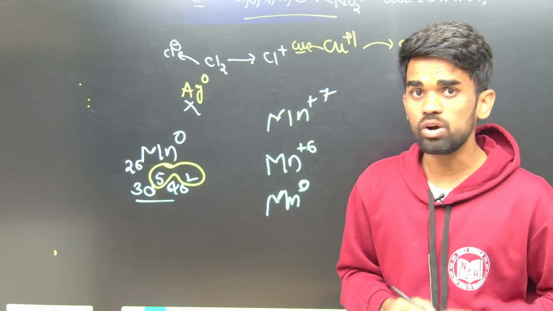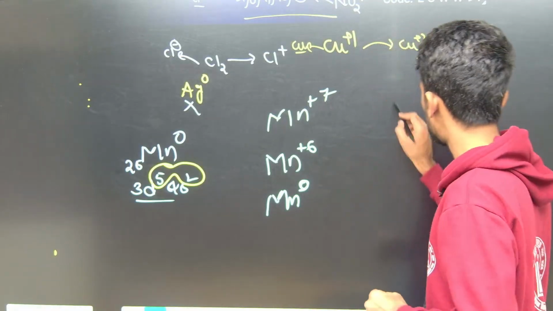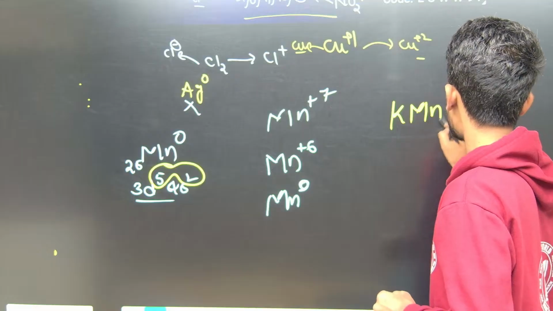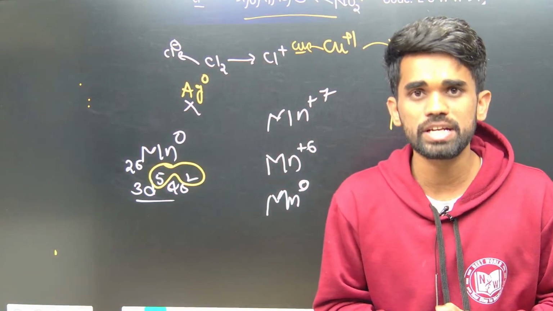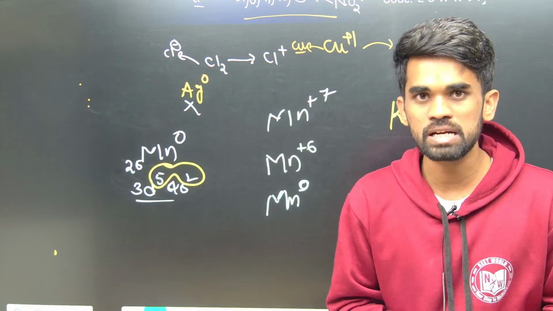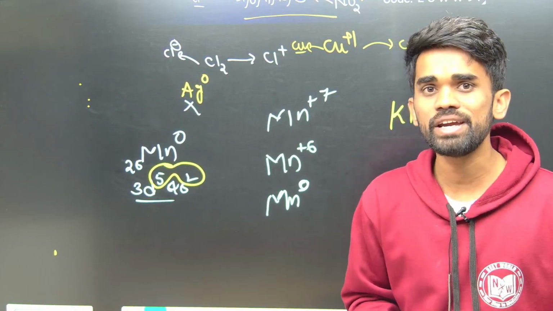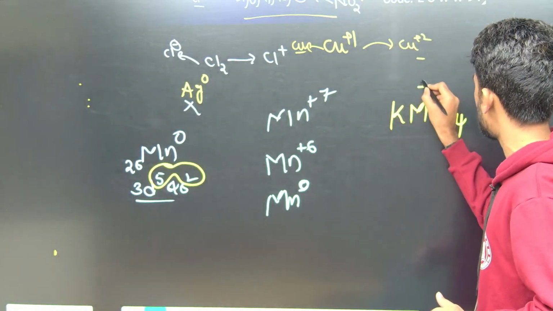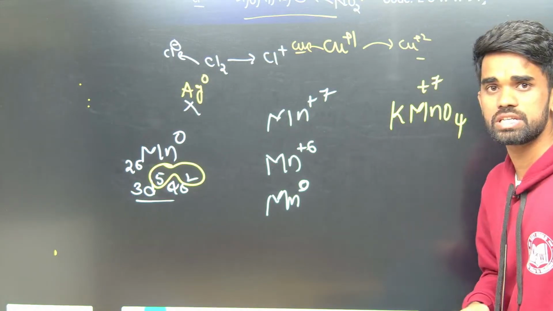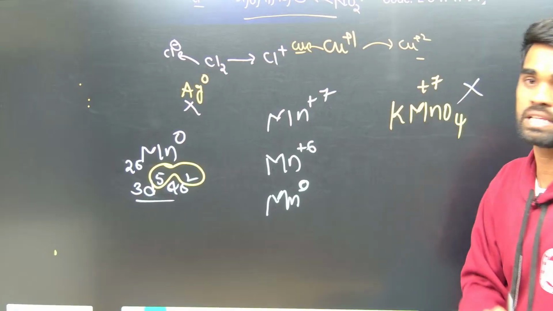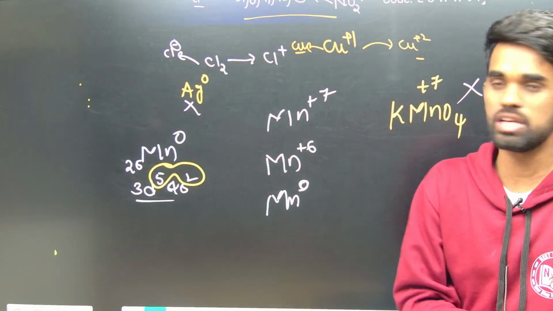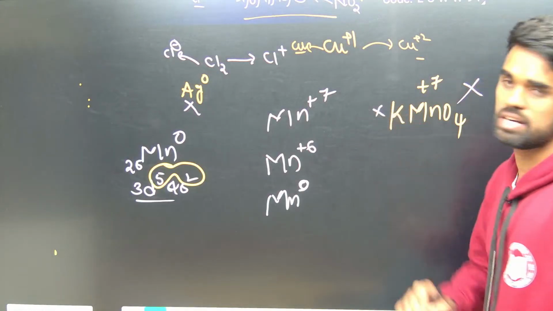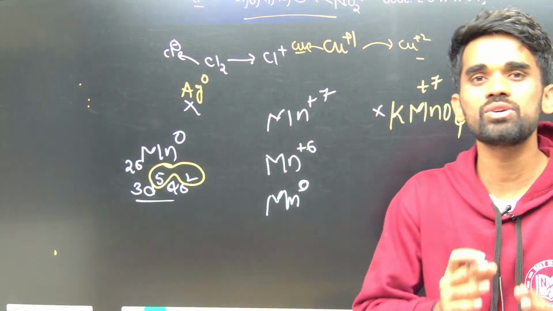Now tell me, if I give KMnO4 and ask whether this KMnO4 undergoes a disproportionation reaction or not, what is your answer? Definitely not. Why not? Because here Mn is already in the +7 maximum oxidation state, so it will not undergo further oxidation. It is only possible for it to undergo reduction, therefore it won't show a disproportionation reaction. That's how you need to answer the questions.